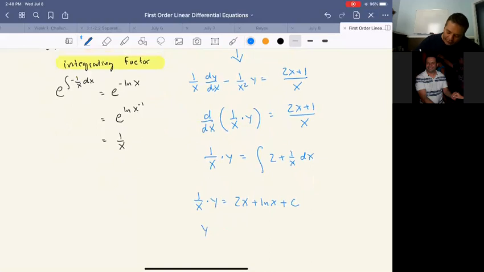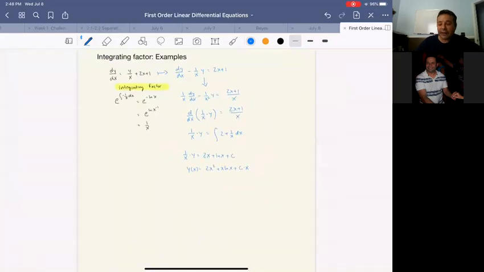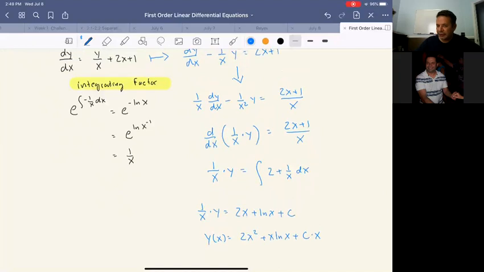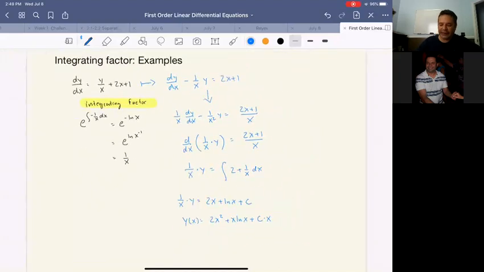So y of x equals 2x squared plus x natural log of x plus c times x. Okay, so if you have any questions, go ahead and write them down, and then we can talk about them in the next live session that we attend. All right, let's do another example.